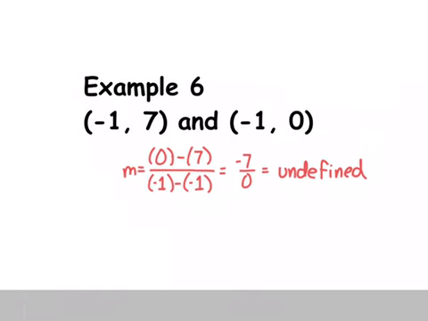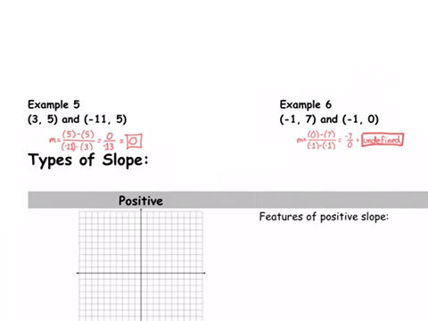Example number 6, you're going to see that I end up with negative 1 minus negative 1 in the denominator, sorry. And that would put a 0 on the bottom. We can't divide by 0, so we say that slope is undefined. When we see what that looks like on the graph, you're going to see that that's a vertical line. So all we've looked at here with examples 5 and 6 are our 2 special cases that calculate the slope of a horizontal and a vertical line.